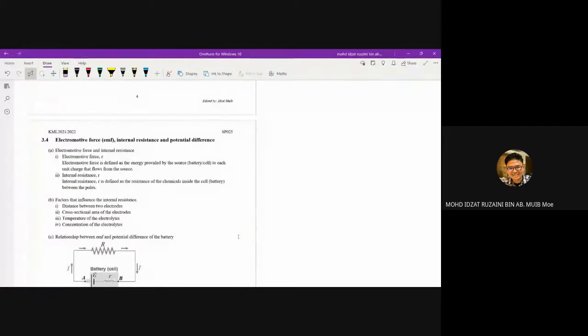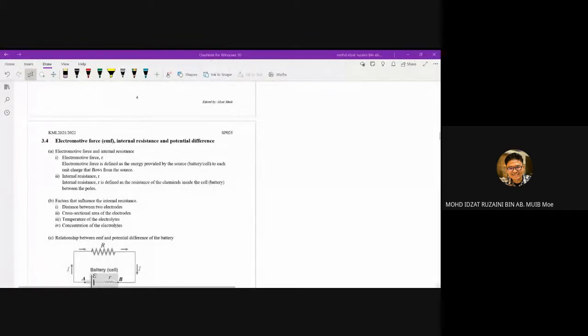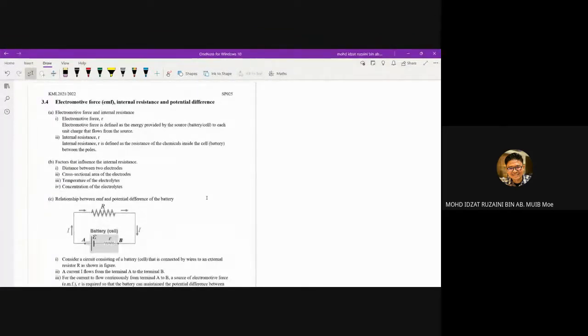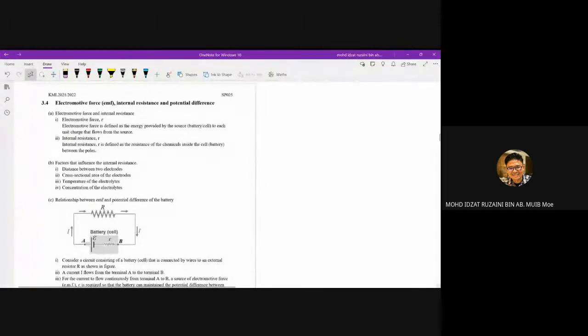Okay, siapa tahu apakah EMF dalam bahasa Melayu? Kita ada internal resistance, rintangan dalaman. Apa dia EMF? Kenapa tak belajar waktu sekolah? Siapa yang belajar bahasa Melayu? Apa dia EMF dalam bahasa Melayu? Singkatannya ialah DGE. Apa itu?